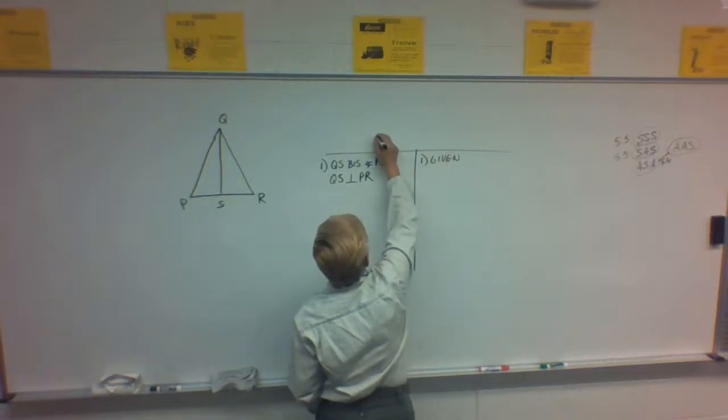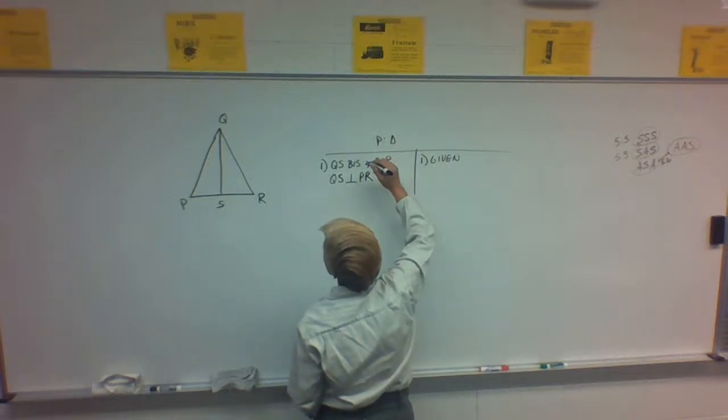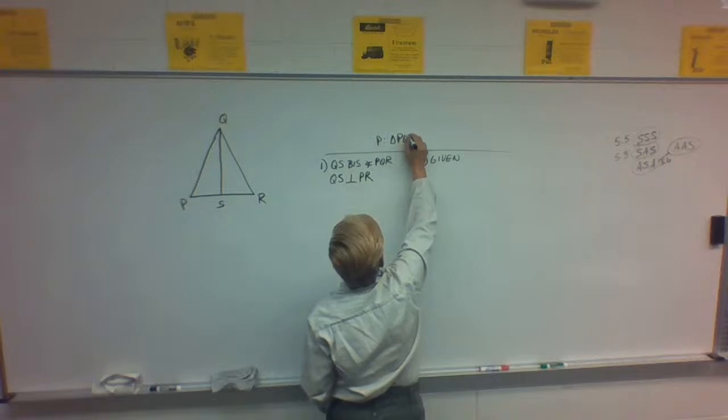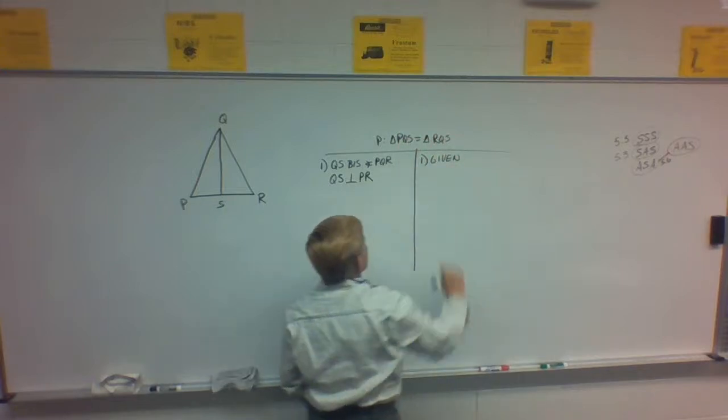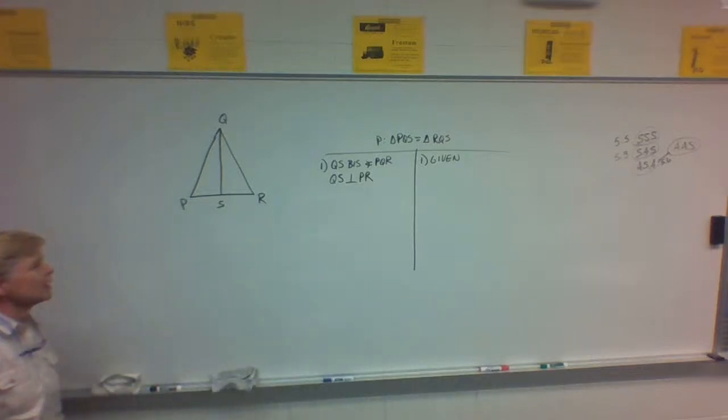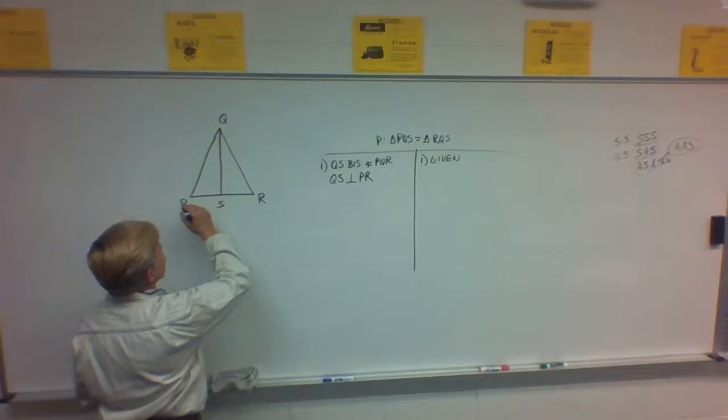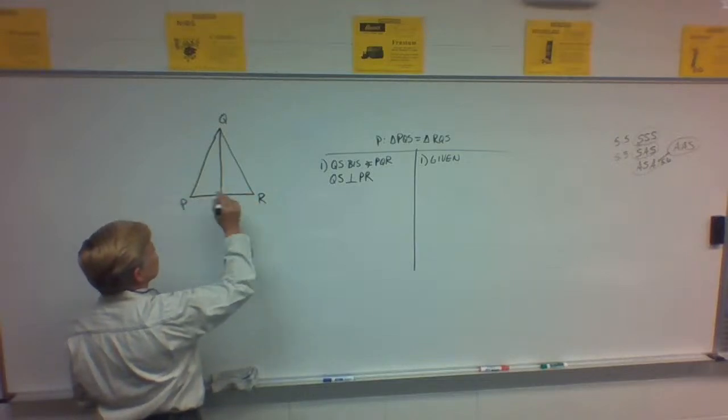Prove triangle PQS is equal to triangle RQS. Again, not a single equals in that given anywhere. I'm going to number the angles. Well, we can refer to this as P and R, but that's it.